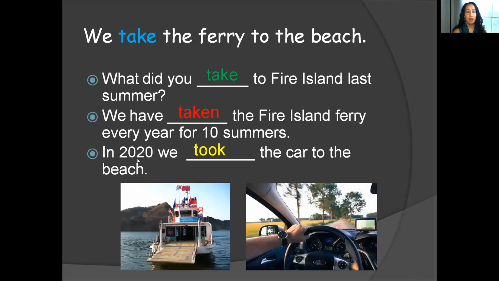Okay? Now, even though we're in 2020, there's still a lot of past events, okay? We're almost done with the summer, but we can still go to the beach any time of year.